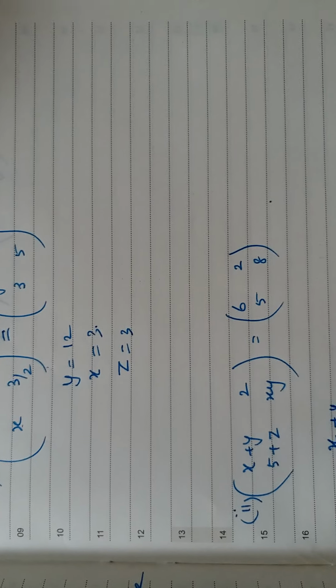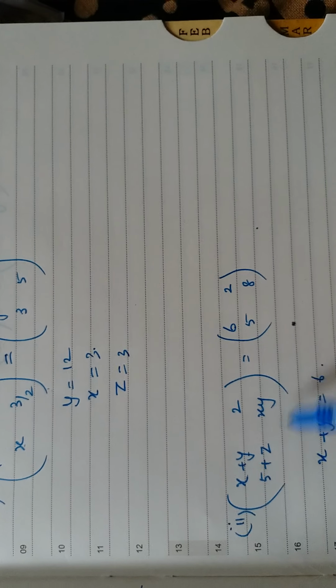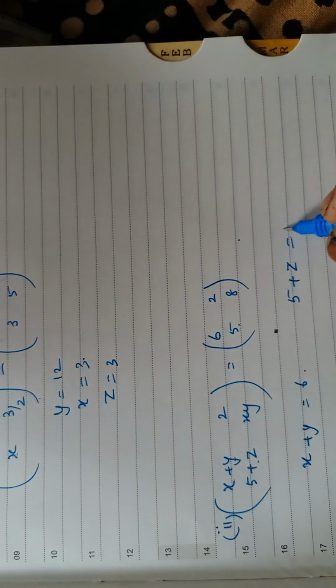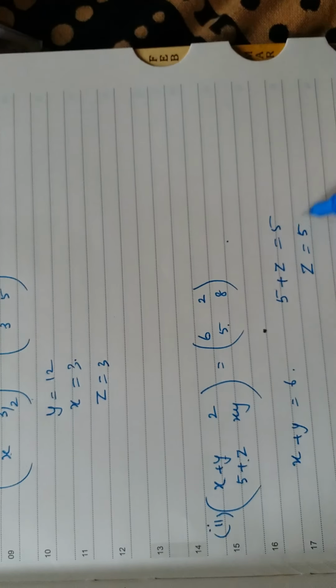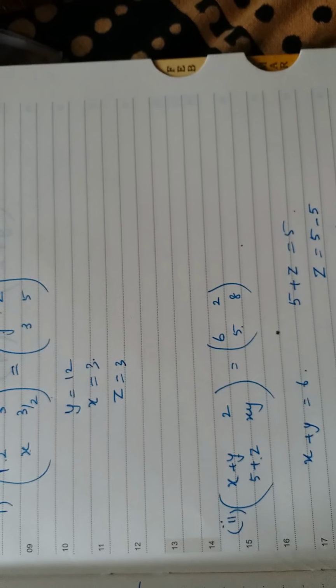Now here it is given, second subdivision: X plus Y is equal to 6. Next, 5 plus Z is equal to 5. So Z is equal to what? 5 minus 5, I am bringing this 5 to this side, is equal to 0. So your Z value is 0.